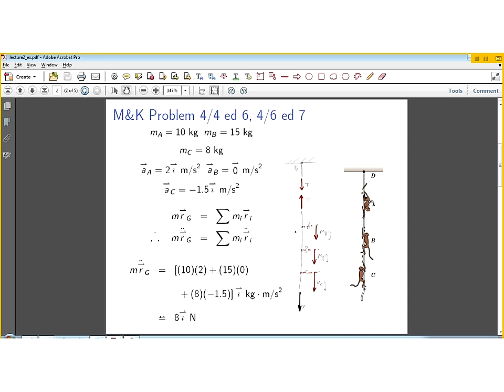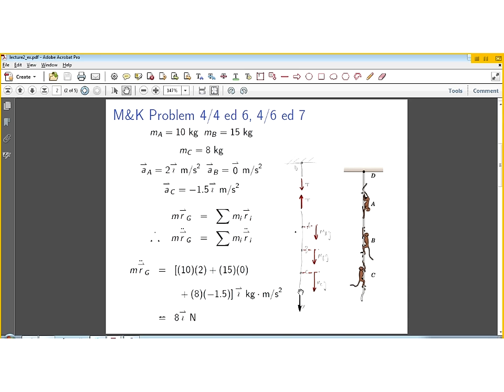Now it's given to us that the monkey A has got a mass of 10 kilograms, the monkey B has got a mass of 15 kilograms, and monkey C has got a mass of 8 kilograms. Furthermore, we are told that monkey A, as it's climbing down the rope, is accelerating downwards with an acceleration of 2 meters per second squared. Now you see that there's an eye here.